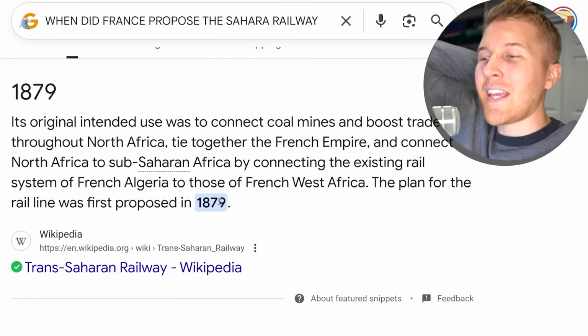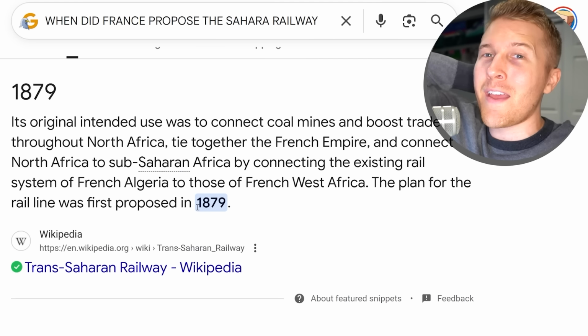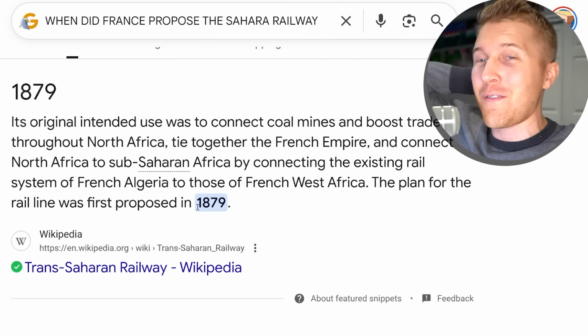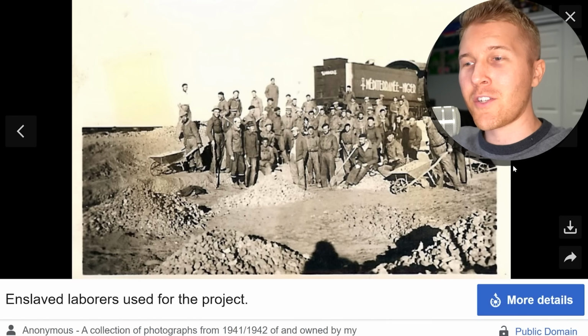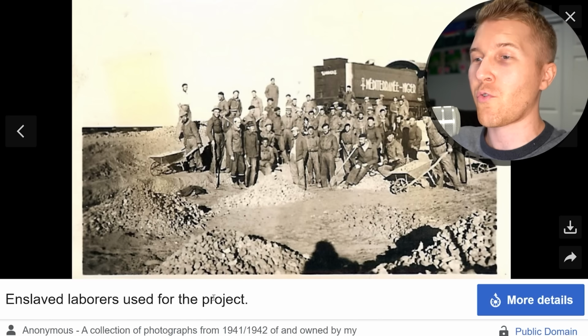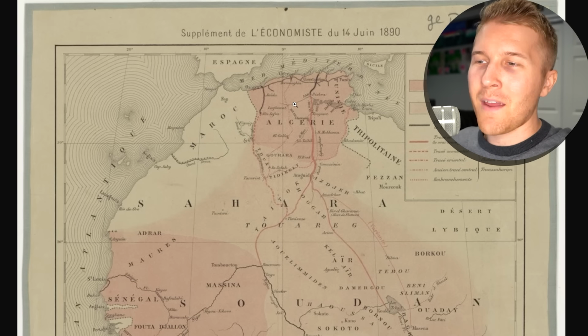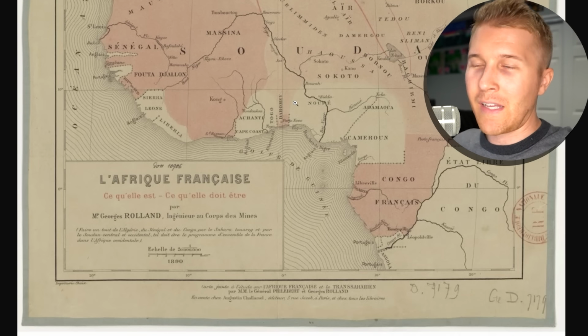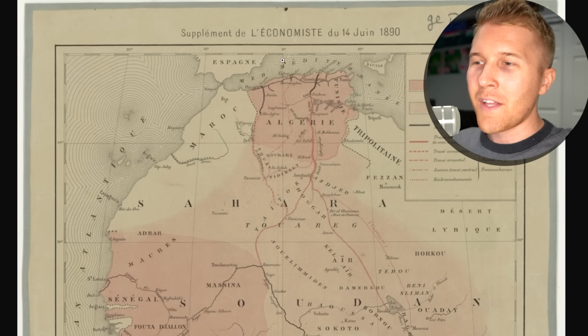All right, I was going to say 1879. This is way before World War II. It was way before even World War I. First image on the Wikipedia page, the enslaved laborers used for this project. Great. This is interesting. So this was their excitement coming out of the Berlin Conference. The Berlin Conference occurred in 1884. This is 6 years later.